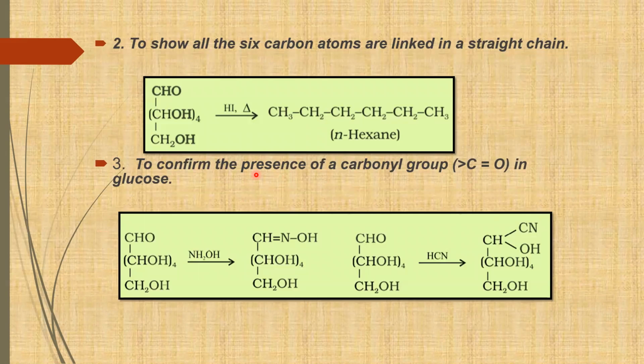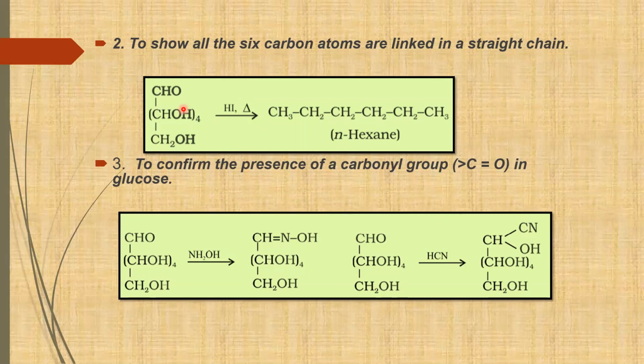Now, first of all, we need to conclude that glucose contains 6 carbon atoms. So, how did we conclude that? To show all the 6 carbon atoms are linked in a straight chain, glucose when reacted with HI produces n-hexane. This confirms that glucose contains 6 carbon atoms and they are linked in a straight chain.